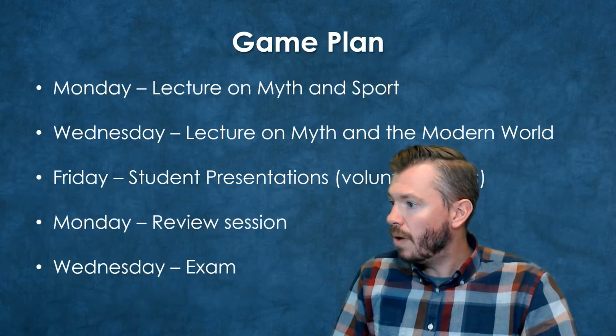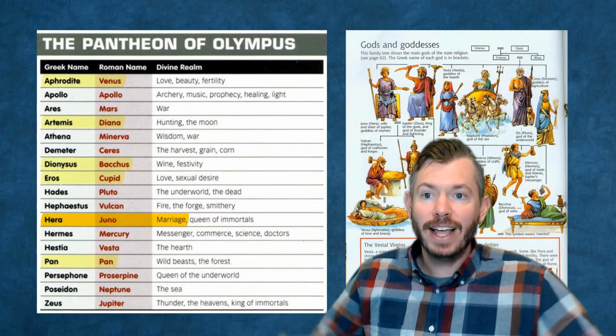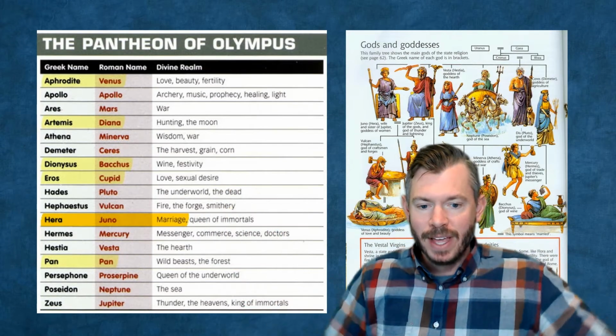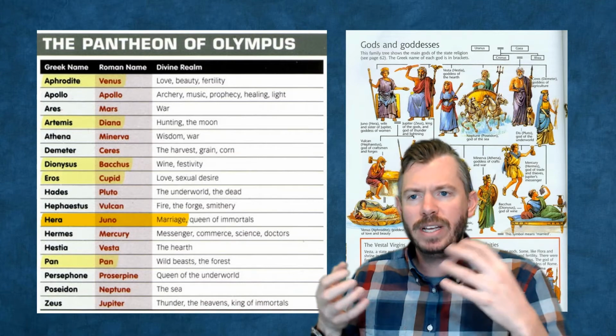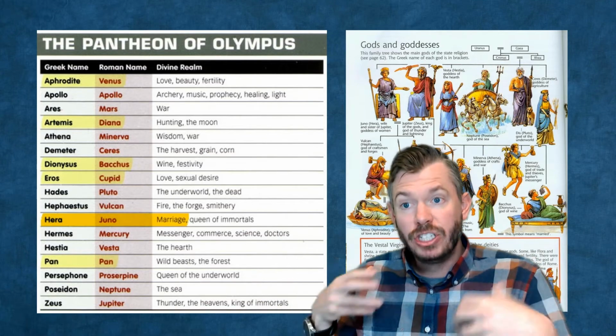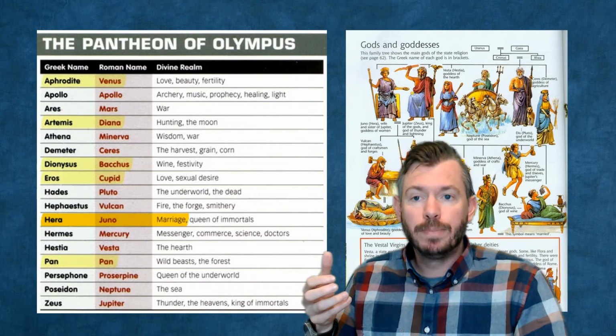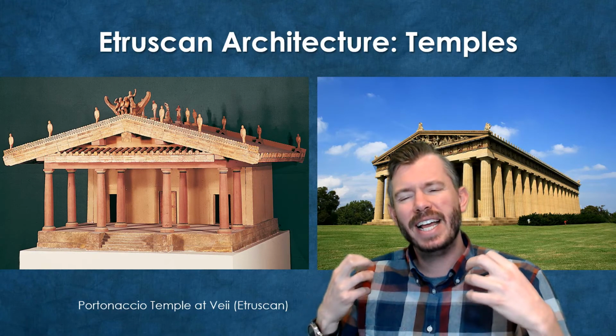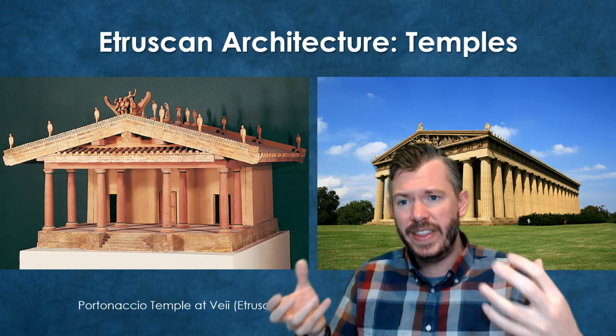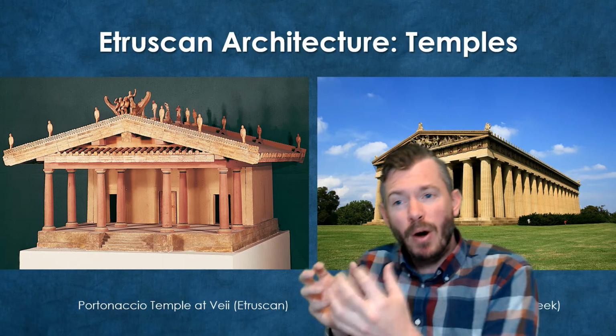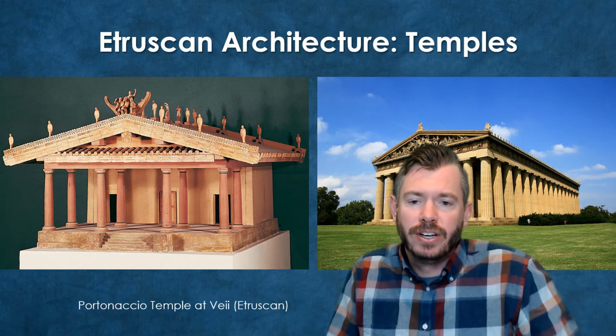So here's what we are recapping. Last week we talked about Roman mythology. What we saw is that frequently it's thought of as just derivative, but in large part, it's not totally derivative. It's a combination of different influences, both from Greek culture as well as from Etruscan culture.